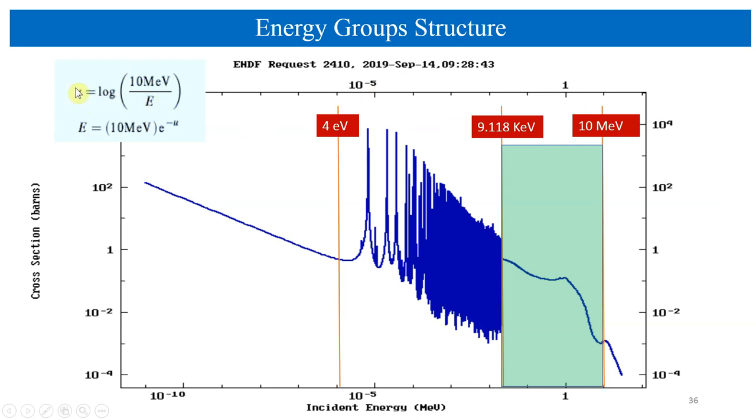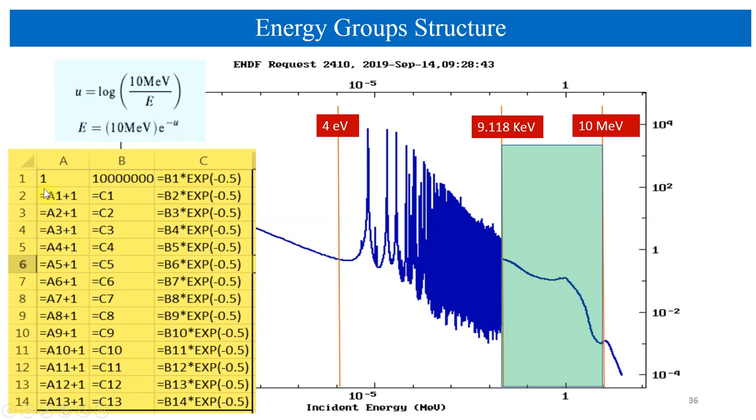So from this equation, we can get E in terms of U instead of U in terms of E. And here we take groups with 0.5, it means that it will lose 0.5 lethargy. So we take a step, 0.5. If we put U equal 0.5, I will get E1. After that, if I put another 0.5, I will get E2.